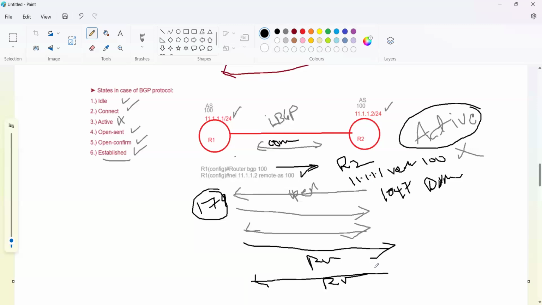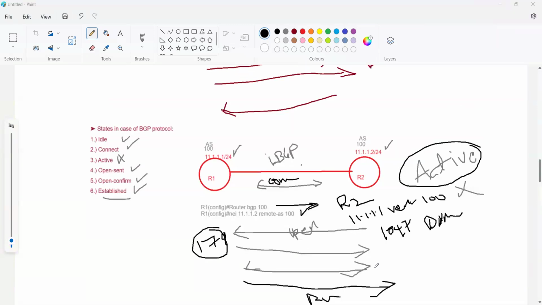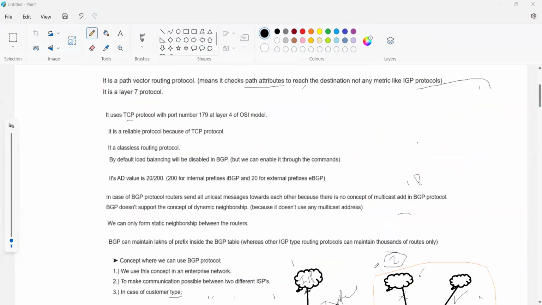Got it? Yes. But if it is fine, then a quick overview.